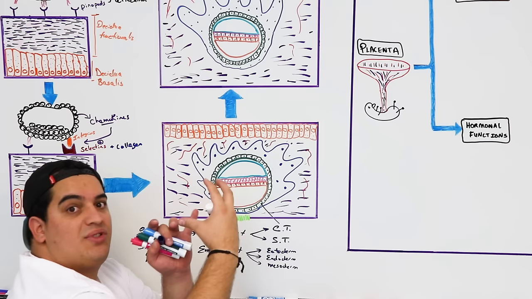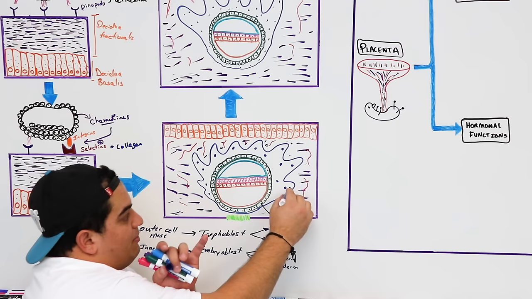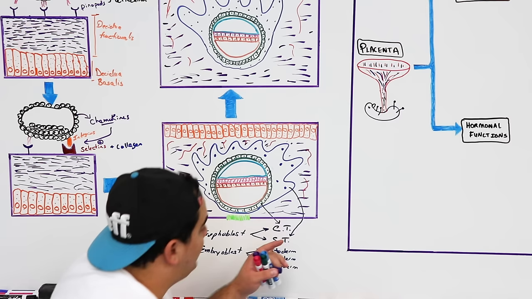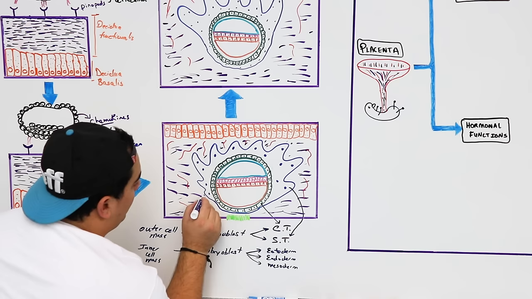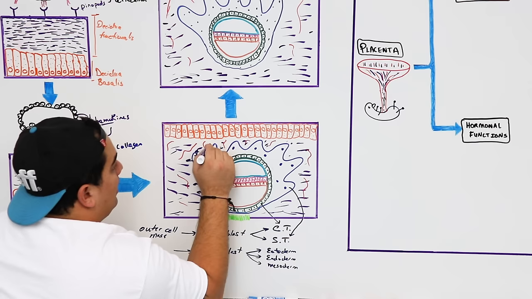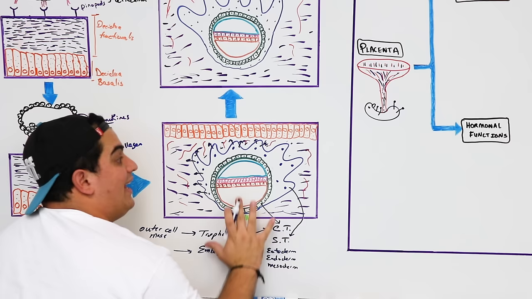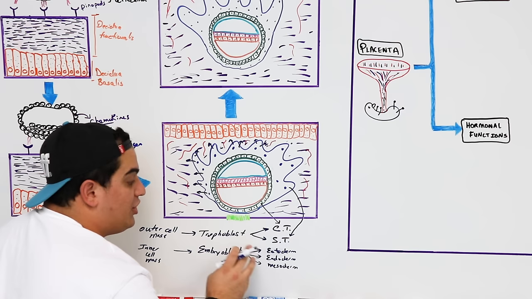That's called the syncytiotrophoblast. So this blue structure here is called the syncytiotrophoblast. The syncytiotrophoblast is so darn cool because it does a couple things. One is it releases all those hydrolytic enzymes that allow for it to break down some of the stromal tissue and invade into the endometrial lining. Isn't that cool? So you get the attachment, you get the differentiation, you get the syncytiotrophoblast.